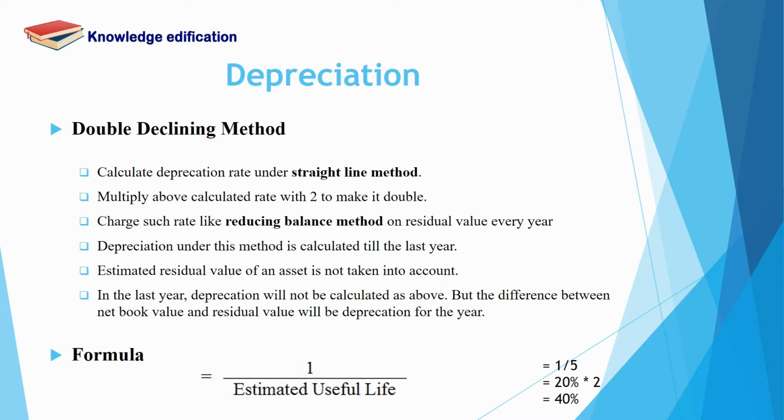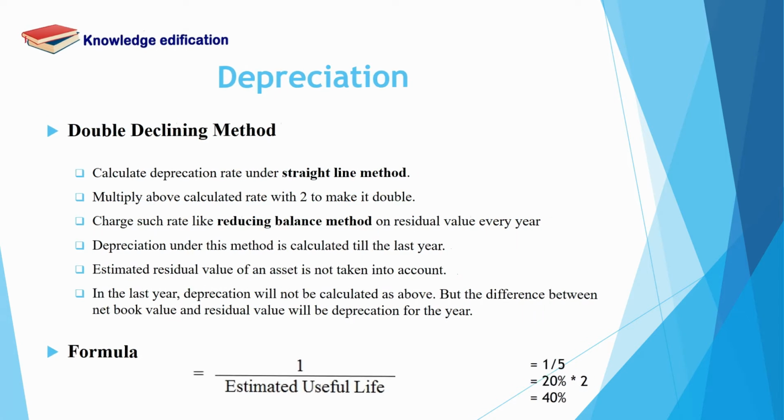Here, the formula to calculate the depreciation rate is 1 over estimated useful life. Suppose useful life is 5 years, then the depreciation rate is equal to 1 over 5, equal to 20%. Multiply it by 2 to make it double. The result will be 40%. It means our depreciation rate for double declining method is 40%.